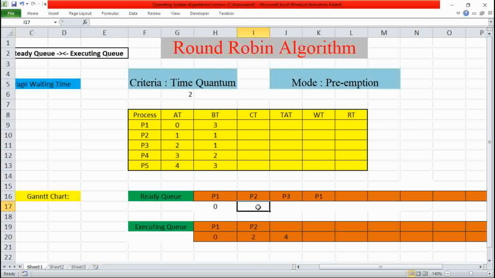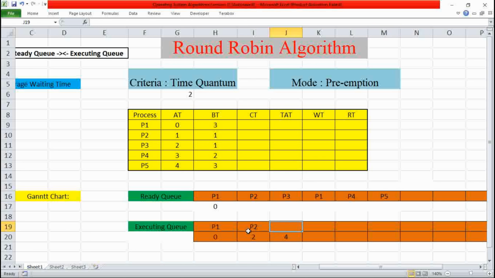Okay, now P2 is done for this turn. Now check, is there any process which has arrived between 0 to 4 interval of time? Again, step 1 will be followed. There are only 2 main steps in round robin algorithm. The first one is to check which processes are coming in the 0 to 2 interval of time, and second, the processes which are not completed will be executed at the last. Now check, is there any process which has arrived between 0 to 4? In 0 to 4 it's all the processes that are coming. Our P1, P2, P3 are done, so it will be P4 and P5. So right here P4 and P5.